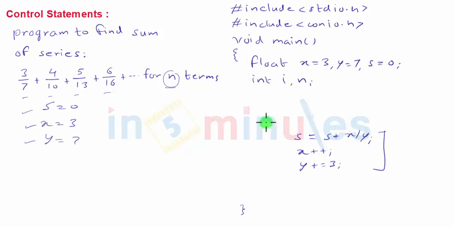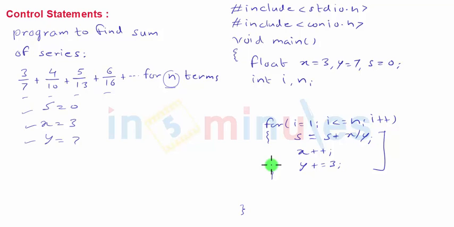To repeat this for n iterations, we'll write a for loop: i equal to 1, i less than or equal to n, i plus plus. Now that i loop has nothing to do with the summation. It is just taking care that the process of addition and incrementing variables works for n iterations.